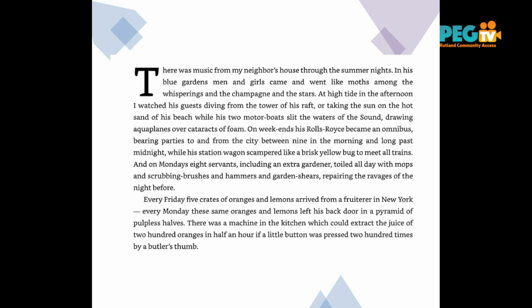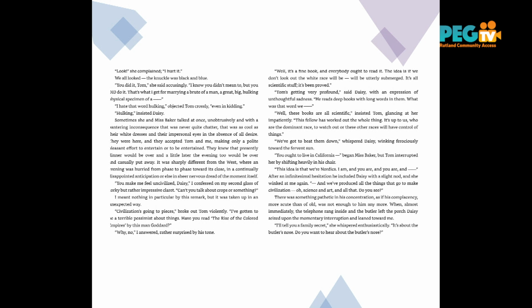So one or two sentences that I'll read on this: "On weekends, his Rolls-Royce became an omnibus bearing parties to and from the city between 9 in the morning and long past midnight, while his station wagon scampered like a brisk yellow bug to meet all the trains. Every Friday, 5 crates of oranges and lemons arrived from a fruiterer in New York. Every Monday, these same oranges and lemons left his back door in a pyramid of pulpless halves." So why all of these parties? That will become clear in a moment.